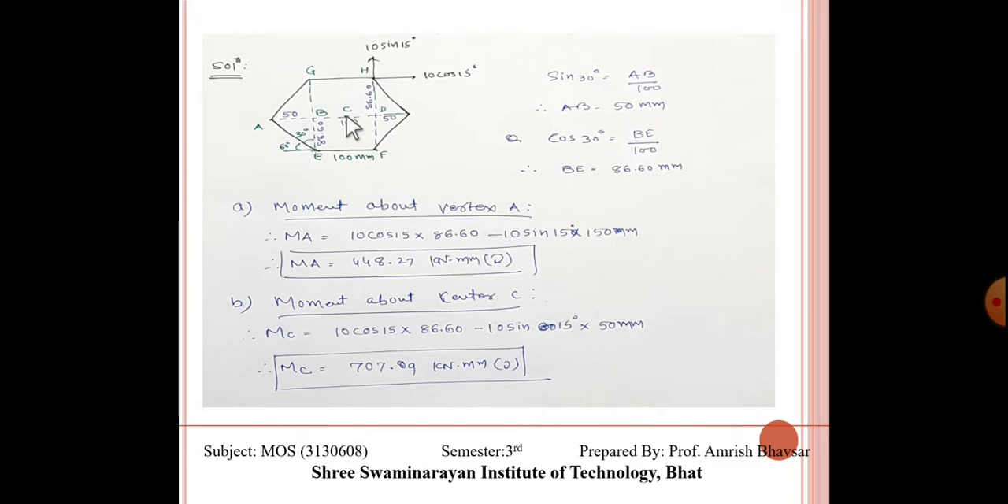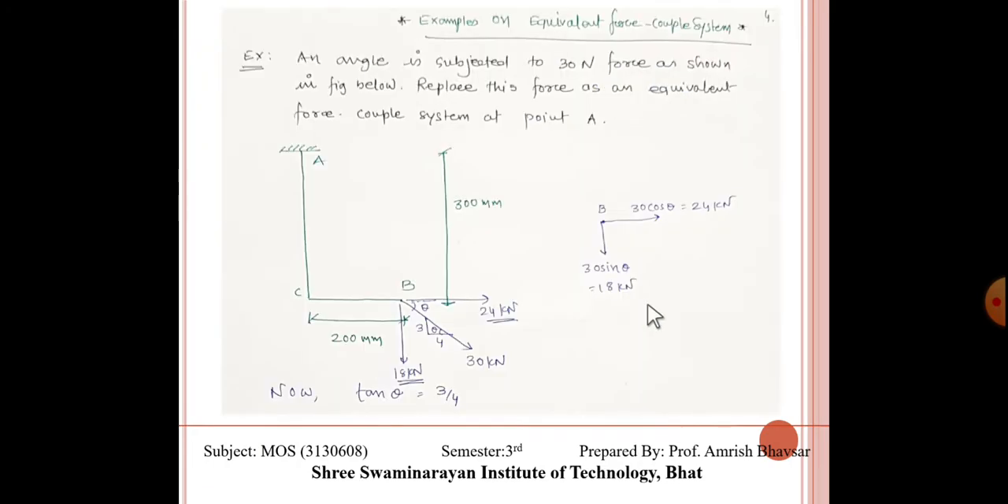Now at point C, what is happening? This force creates a clockwise moment, 10 cos 15 into 86.60, and this moving upward creates an anti-clockwise moment, so minus 10 sin 15 into 50 mm. The C to D distance is 50 mm. So we will get the clockwise moment at C, that is 707.89 kilonewton mm.